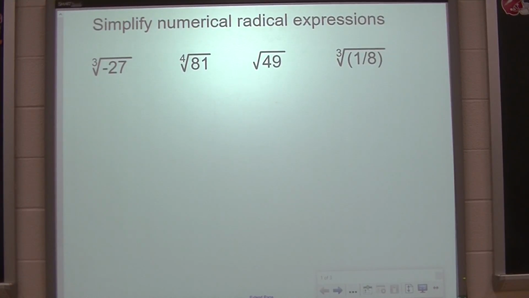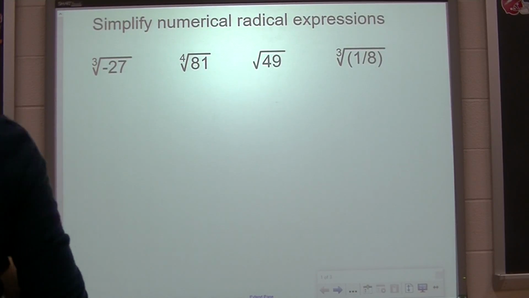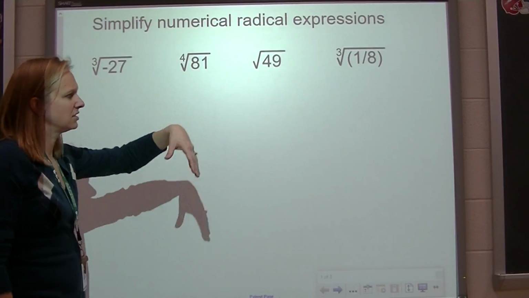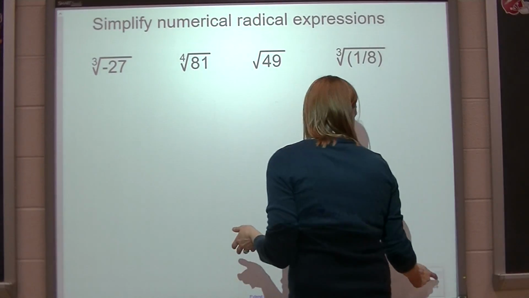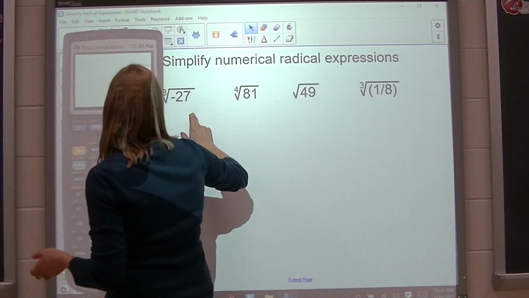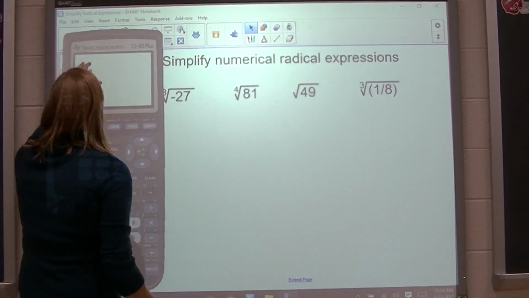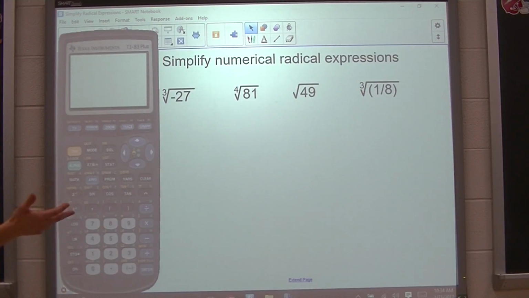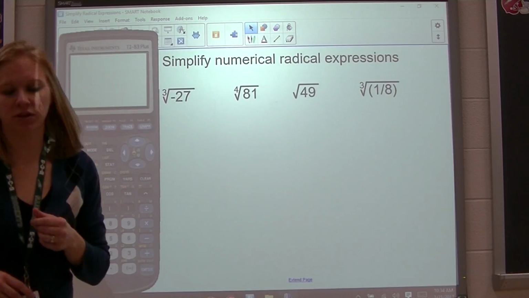Okay, to simplify numerical radical expressions, when we have stuff like this, it's actually really easy. It's just a matter of typing it into your graphing calculator. I'm just going to show you where the cube root is. If you notice, we have a square root, but we don't have a cube root. So if you hit the math feature, I'm probably going to have to go over to my computer to show this.